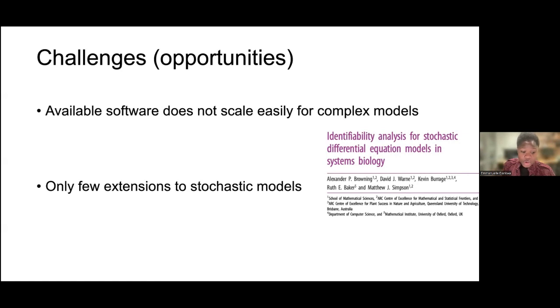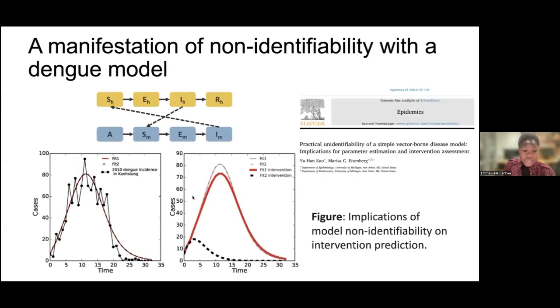And another clue, as we mentioned earlier, is thinking about the manifestation of non-identifiability. If you change your parameter value slightly, and that leads to a really large change in the predictions, that can also be a clue. Great, thank you.